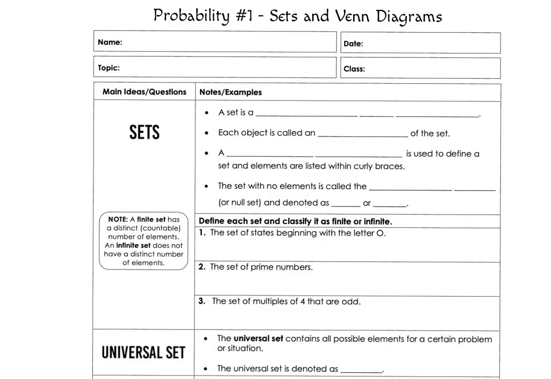Probability. Today we're going to talk about what is a set, and then we're going to do some Venn diagrams. You probably have seen some Venn diagrams in different situations before. The one thing I like about this probability unit is you can see how it's used in a lot of different scenarios. What are the chances of something happening?